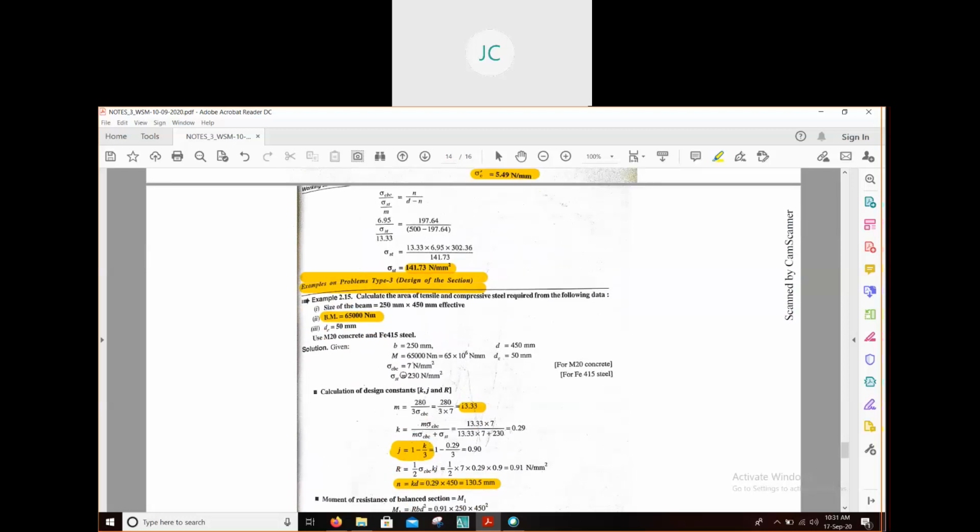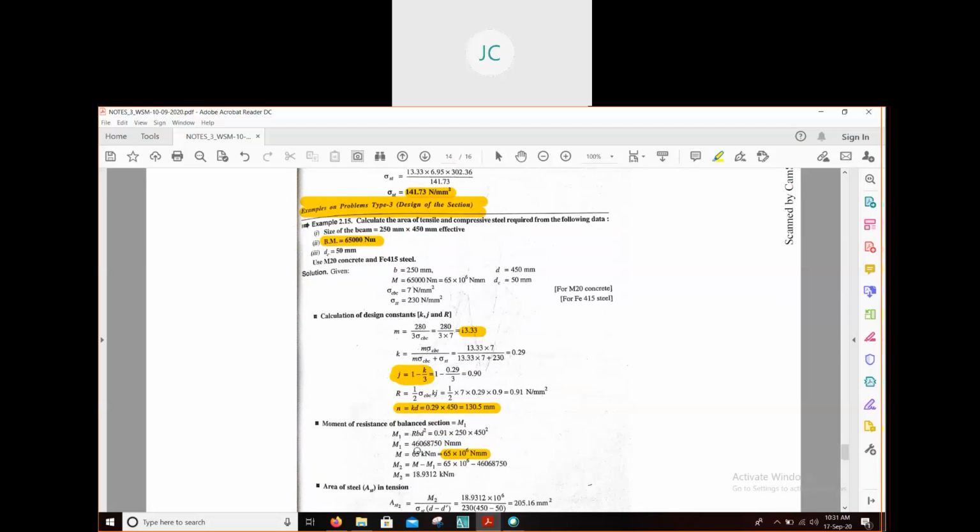This minus this. M1 value is this one, 46 rbd square. If you put all the values it is 46.06. And this is the total moment which the beam is resisting, total M, which is given in the question. So the extra moment we have to resist is the total moment minus the moment resisted by a balanced section, the total moment minus M1. This is the value given in our question, and this one we have calculated, M1. If you deduct the value, we will get M2.